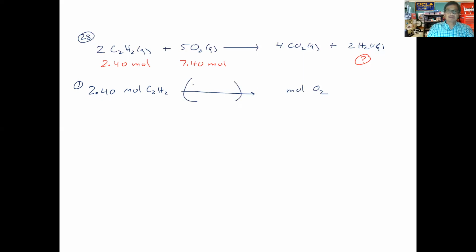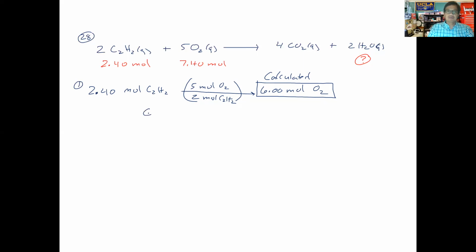So let's go ahead and plug it in. 5 moles of oxygen for every 2 moles of acetylene, C2H2. You plug that in, and you'll get your value of 6 moles. This is the calculated value of oxygen that we would need if we started out with 2.40 moles of C2H2. So what do we do with this value? We compare that to the given value here.